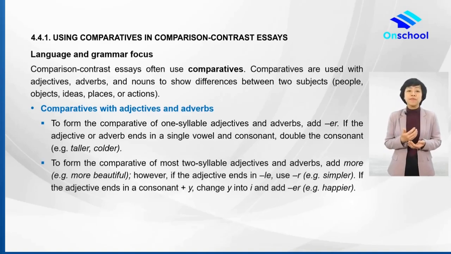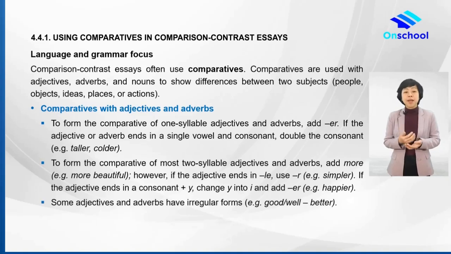To form the comparative of most 2-syllable adjectives and adverbs, we need to add more, such as more beautiful. However, if the adjective ends in -le, we need to add -r, like simpler. If the adjective ends with a consonant and y, change y into i and add -er, for example, happier. Some adjectives and adverbs have irregular forms. For example, good and well will be changed into better.